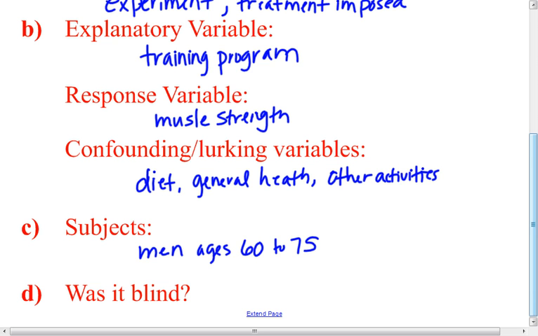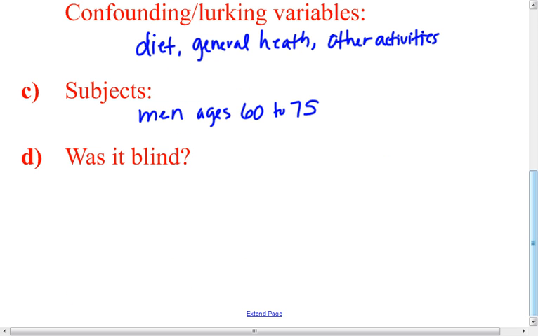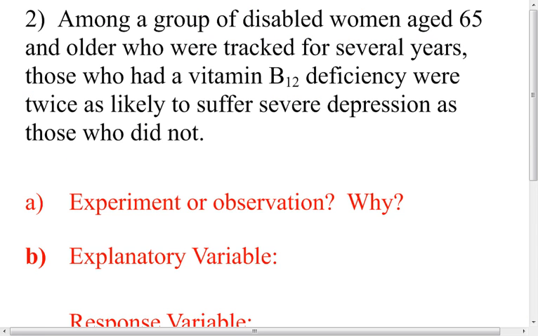And was it blind? No, this was not a blind study. Obviously, these men knew that they were participating in it, and so did the people that were caring for them. It would be pretty hard to do a blind study like this. So, no, it was not, because the subjects knew. Okay, so there's one example. We'll look at a couple of these.